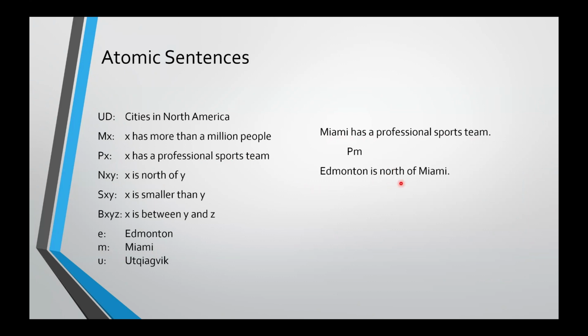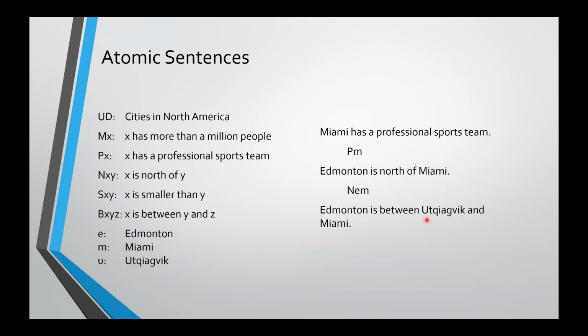Edmonton is north of Miami, right? You've got two constants here, Edmonton and Miami, so E and M, and then is north of is N, so it's going to be NEM. And remember that when you're using multi-place predicates, the order matters. So NEM means Edmonton is north of Miami, which is true. NME means Miami is north of Edmonton, which is false.